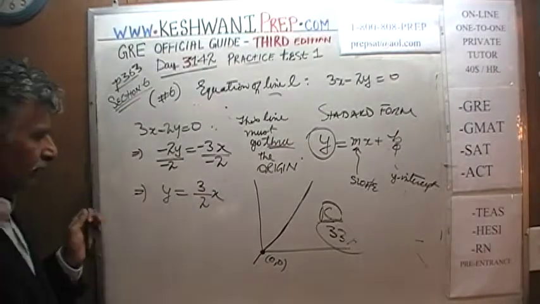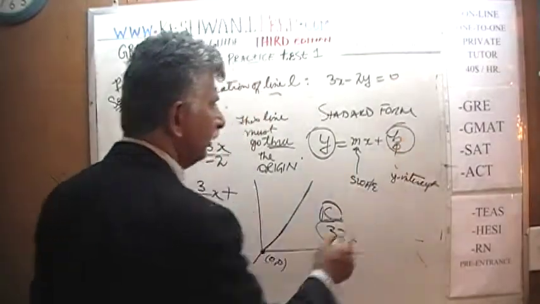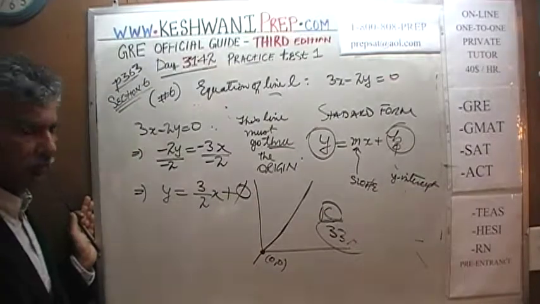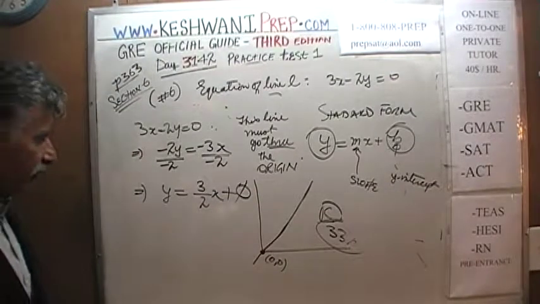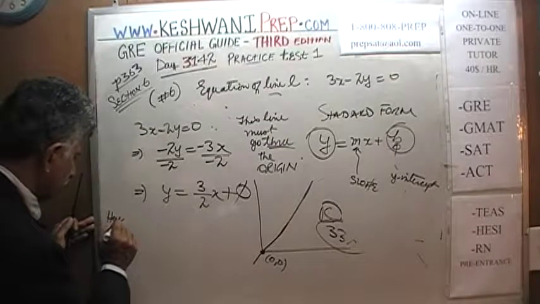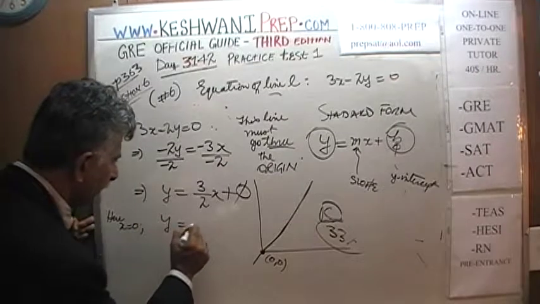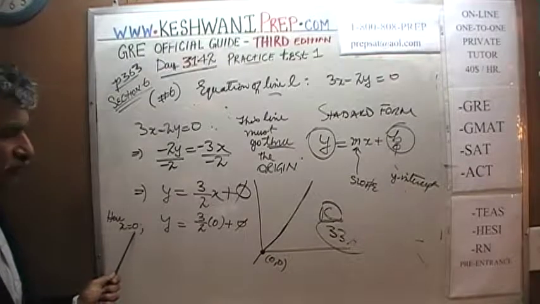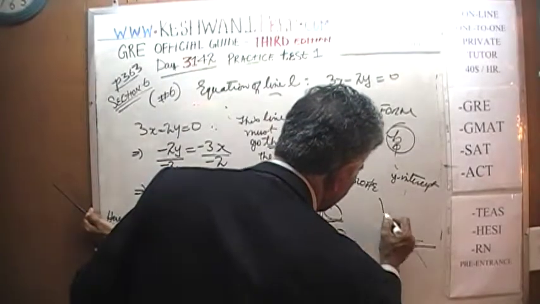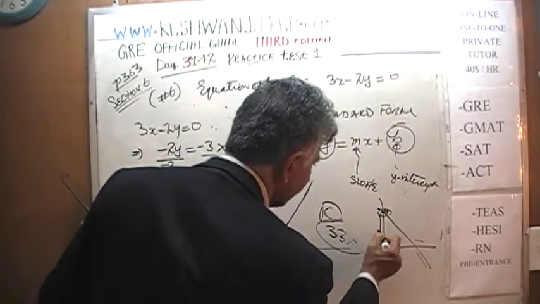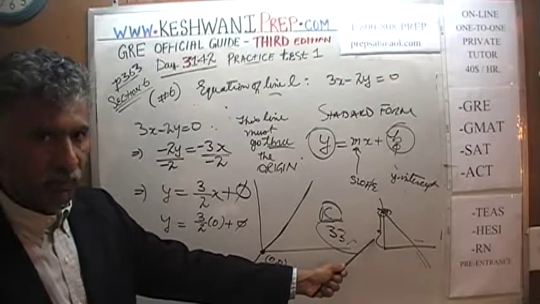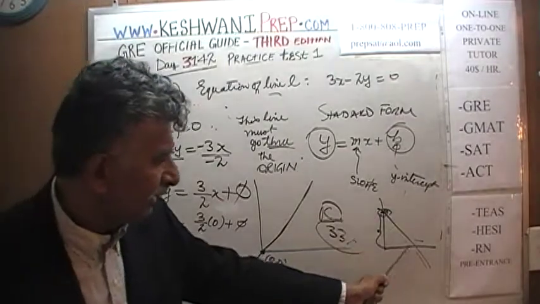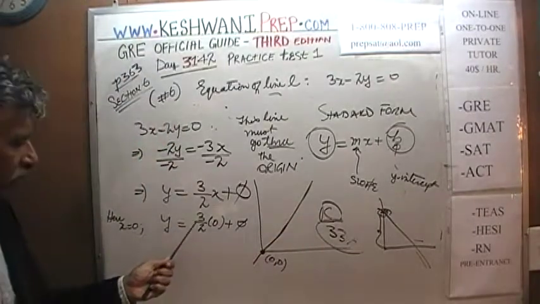3 halves x plus what? Where is the b, the y-intercept? Well, we already know from doing the work that the y-intercept was 0. So that should not be a surprise to us. When x is equal to 0, y would equal 3 times 0 plus 0. And where is x equal to 0? x is equal to 0 along the y-axis. We're trying to find this distance, and we found it to be 0, because the line is sitting here. And secondly, it is a positively sloped line. Slope is 3 halves.